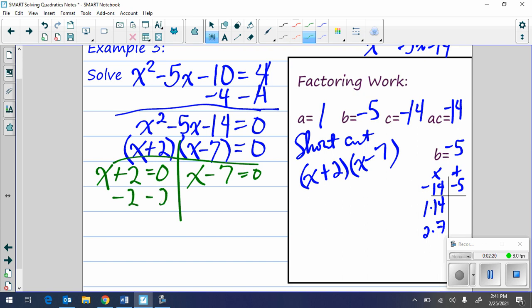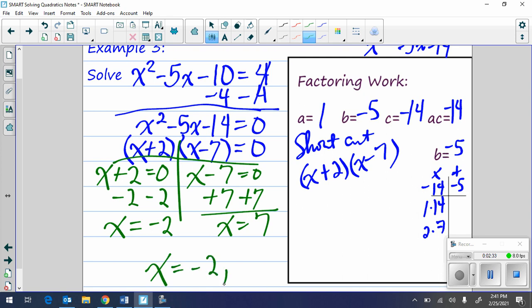So subtracting 2 and adding 7. And just like the others, I'm getting two answers here, -2 and 7. Remember, what that means is if I go back into that original equation and plug in -2, I'm going to get a true statement. And if I go back into that original equation and plug in 7, I'm going to get a true statement. And if I plug in anything else, I'm going to get a false statement.